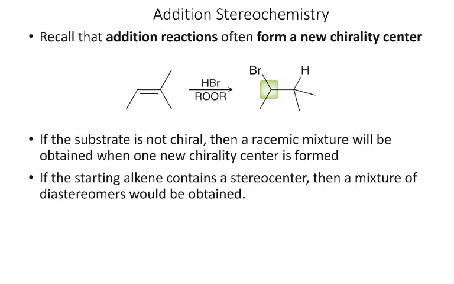Now, the bromine can attack from either side of the double bond, and so when we create a new chiral center, we will get both stereoisomers. If the original compound was not chiral, then the two stereoisomers will be enantiomers, and we'll get a racemic mixture. If the starting alkene contains another stereocenter somewhere else, then the two compounds that we get would be diastereomers.